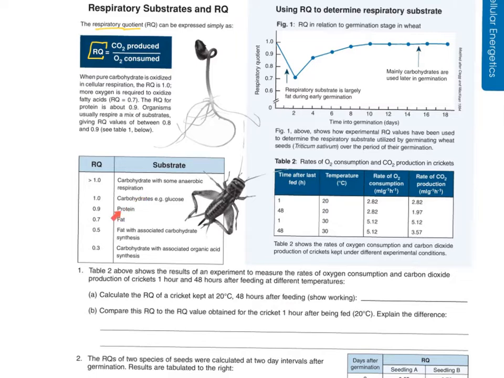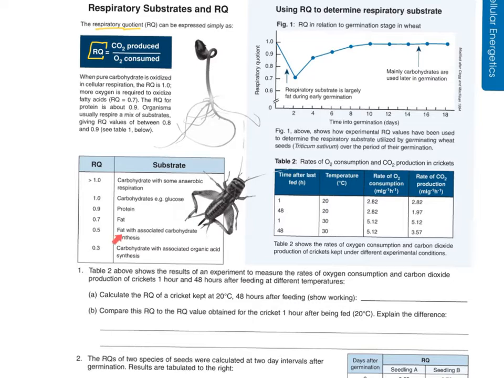If you feed this cricket protein, you're not going to get a 1. You're going to get a 0.9. What that means is that it's going to consume more oxygen than CO2 is produced, because there's less carbon in proteins, right? There's 6 carbons in carbohydrates, but there's less carbon in a protein. Does that make sense? I'll show you why and how in a minute. Remember these numbers when we look at the pathways in the next slide.